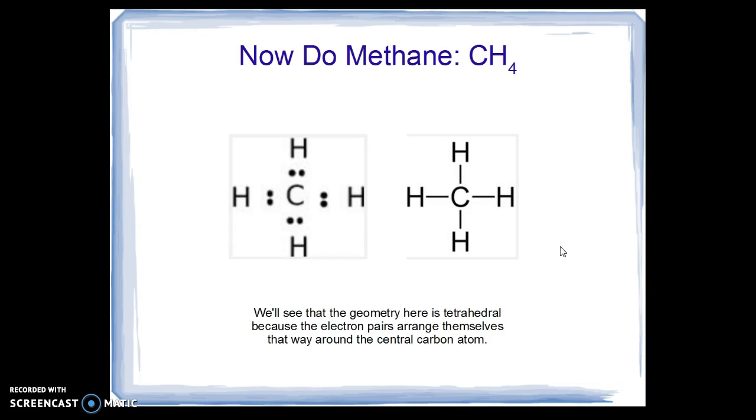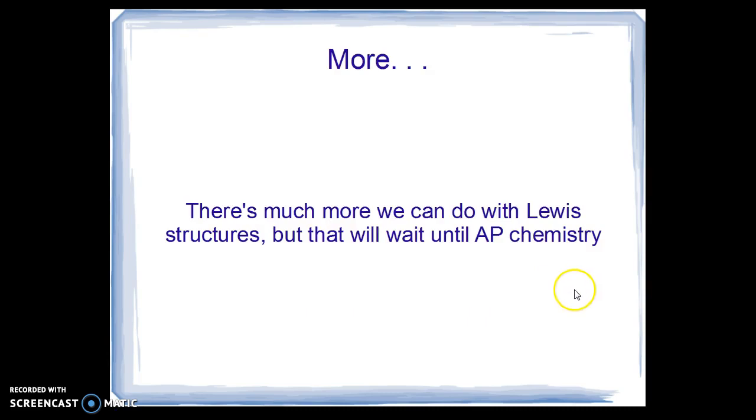The boron trihydride would be planar, and then the carbon dioxide would be linear. There's much more that we can do with Lewis structures, and you will do, but that will wait until you get into AP Chemistry.